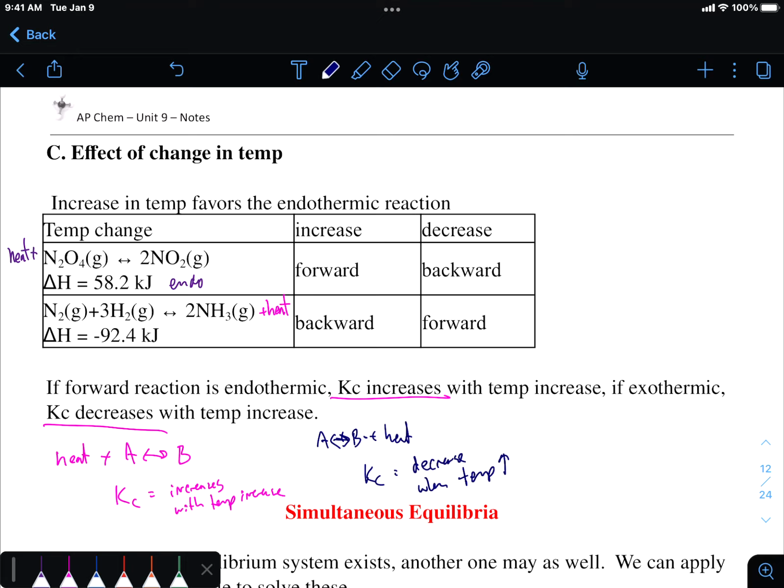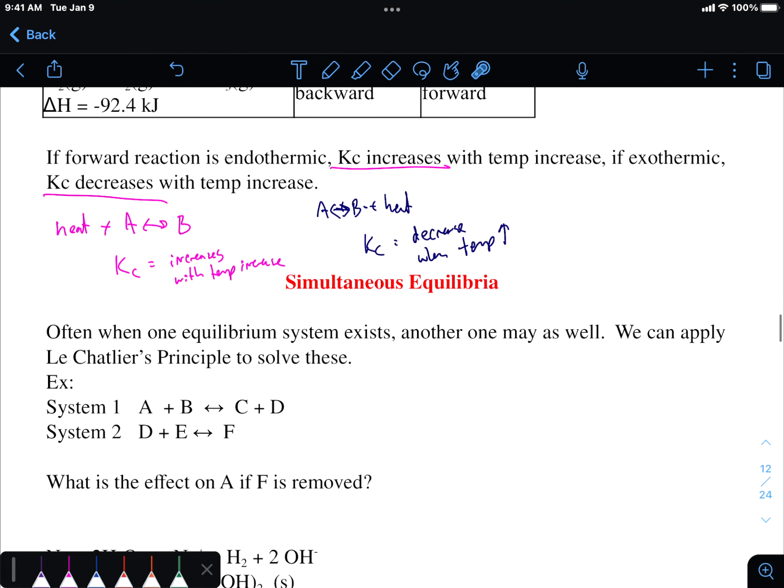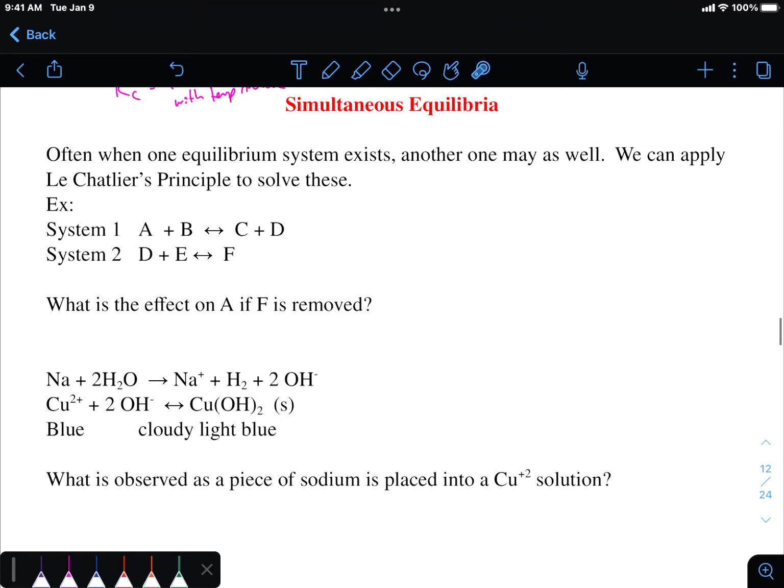Right? And these statements here are not so much anything that you need to memorize. As long as you can understand and apply the delta H sign, where if the sign is positive, heat is a reactant. If the sign is negative, heat is a product. And then you can answer this question if they tell you the temperature increases or decreases. So it's more about logic than it is memorizing. Okay.